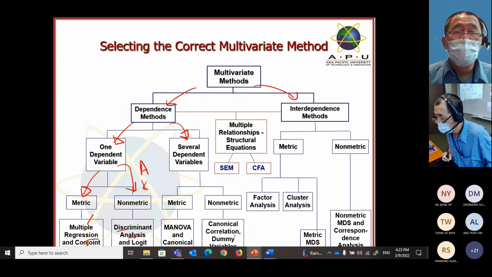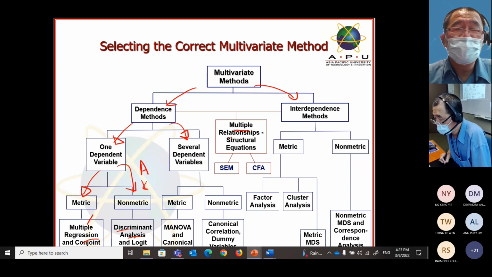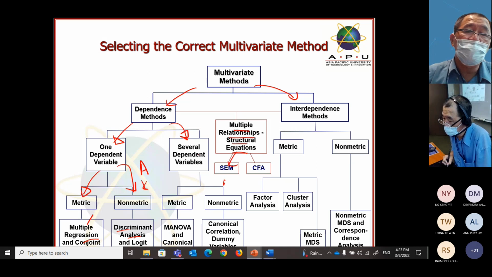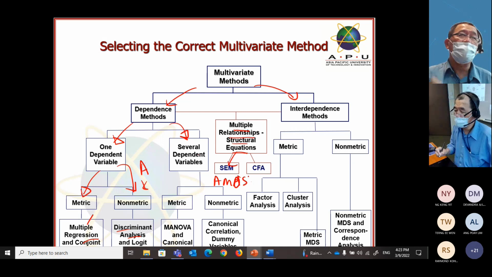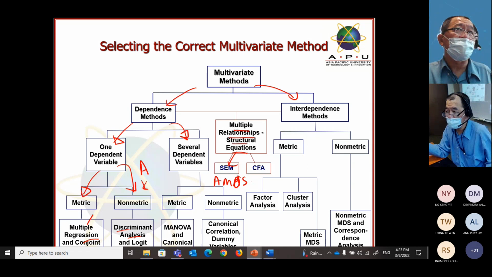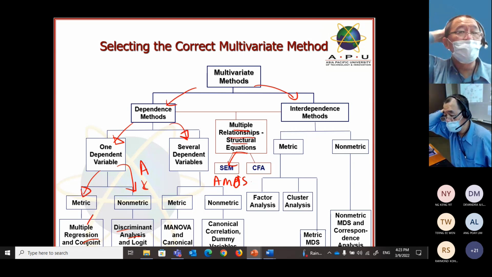Okay. So this one is a bit more advanced. It's multiple relationships, structural equation, meaning that we use Amos later. You have a few dependent and a few independent variables. Therefore a bit more advanced. You will see this also.